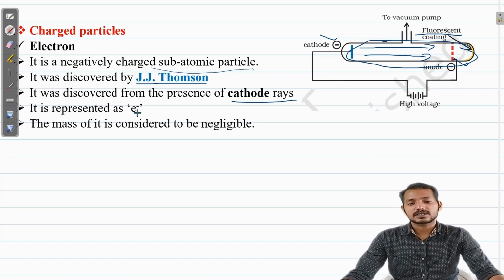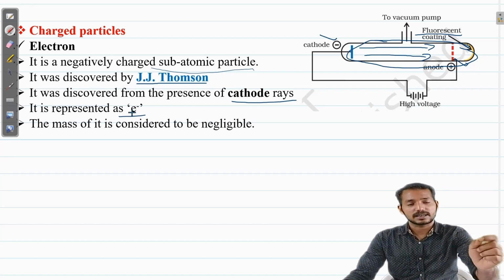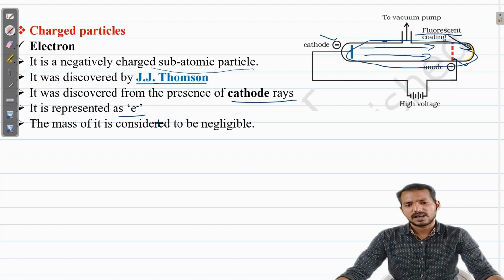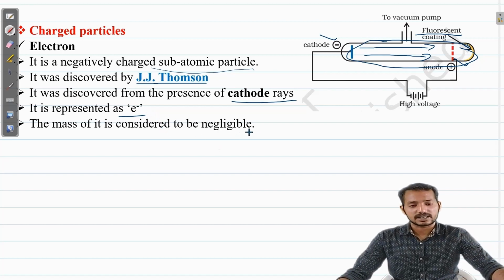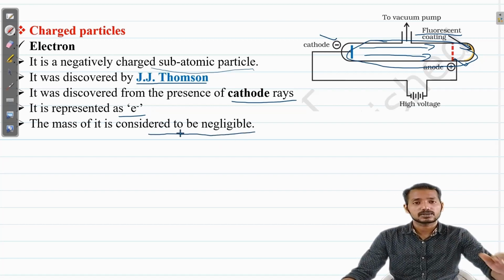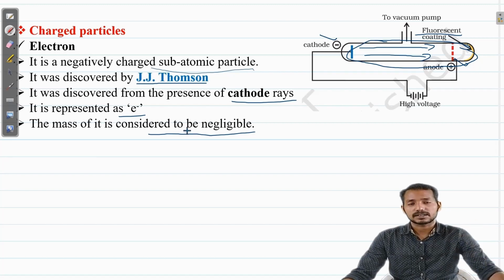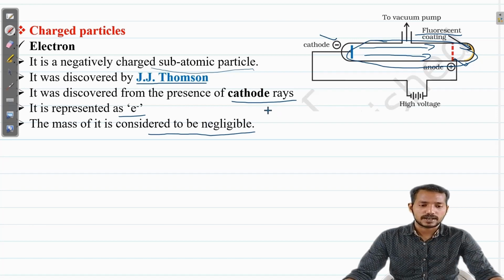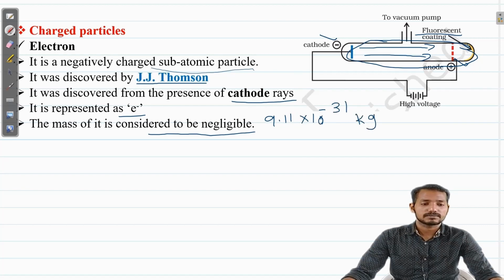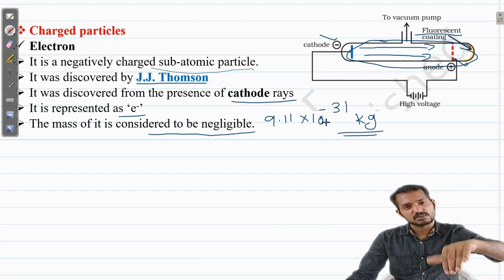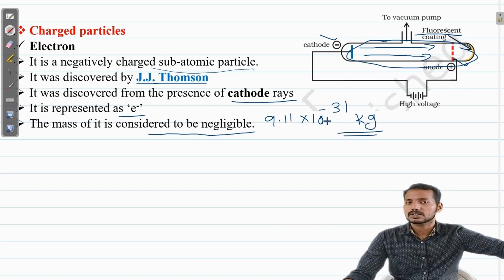The electron is represented as e minus because its charge is negative, and the mass of the electron is negligible compared to the mass of the proton and other particles. Its value is 9.11 into 10 raised to minus 31 kilogram.